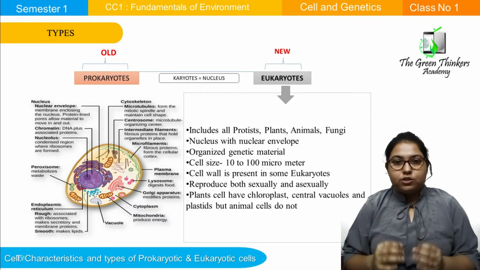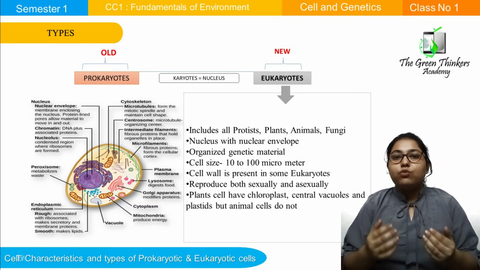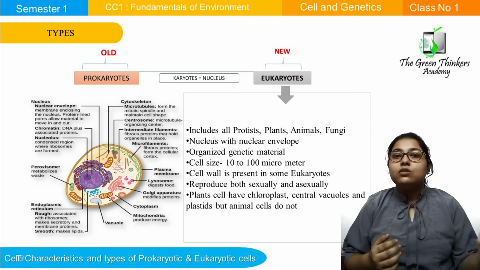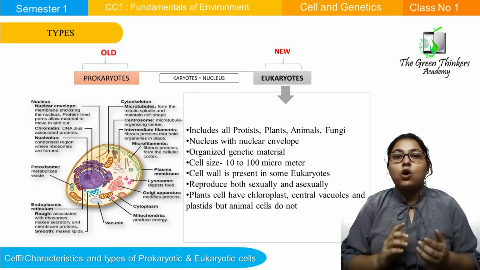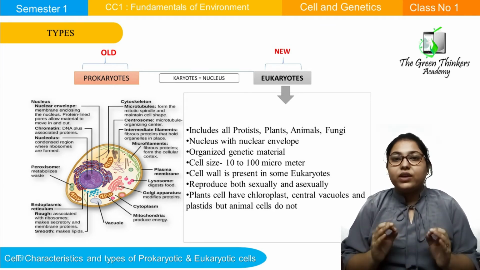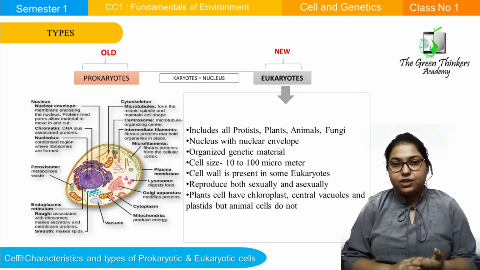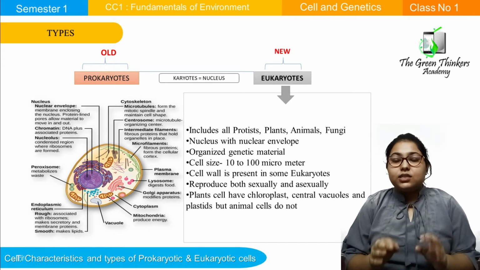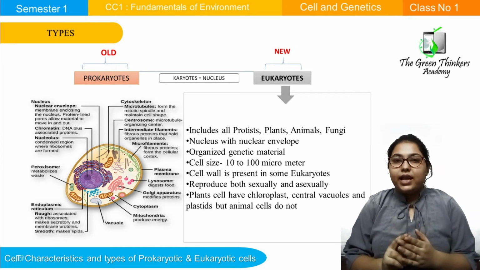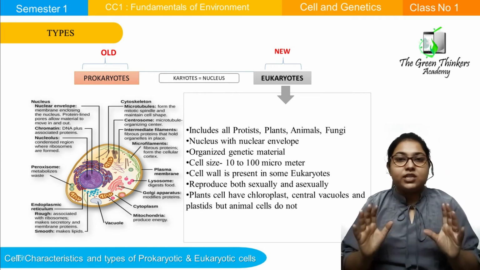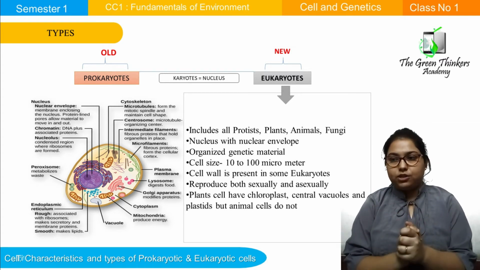Next is eukaryotes. As I told you, eu means new. These are organisms which are not ancient and are found in recent history, developed from the prokaryotes. So what are the characteristics of these eukaryotes? First, you can find them in protists, animals, fungi, and plants. Here the nucleus is proper and present with a nuclear envelope. Next, they have an organized genetic material, so the genetic material is not scattered in the cytoplasm. It is present in an organized manner.